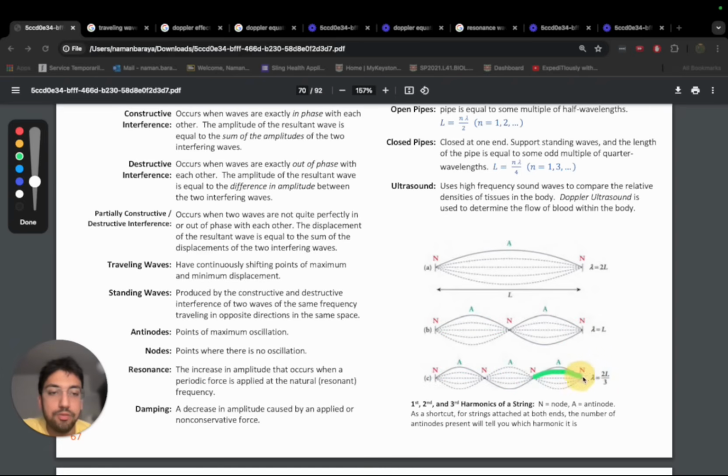Sorry, that's another half of a wavelength. So that's 3 halves of a wavelength. And so that's why the wavelength is equal to 2/3 if you take the reciprocal of L.